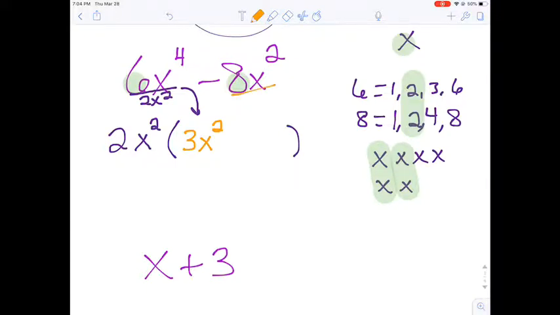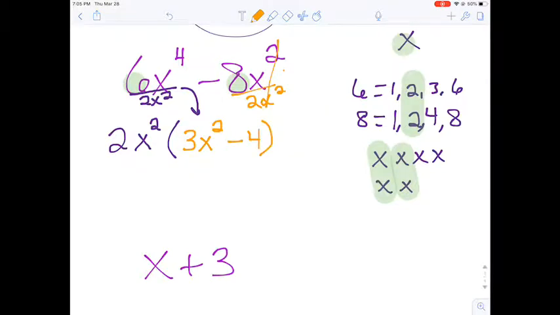I'm going to do the same thing over here. Negative 8 divided by positive 2 is negative 4. X squared divided by x squared, those would cancel out. So I just have 2x squared times 3x squared minus 4.